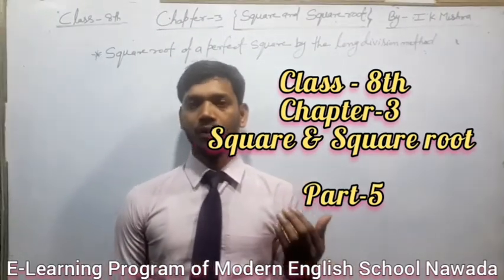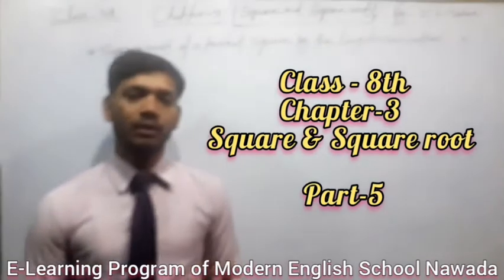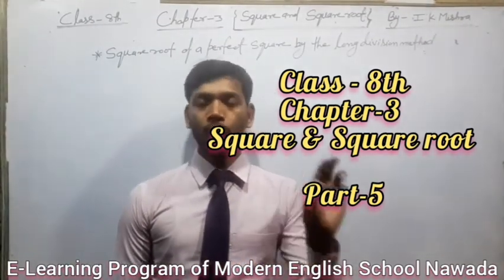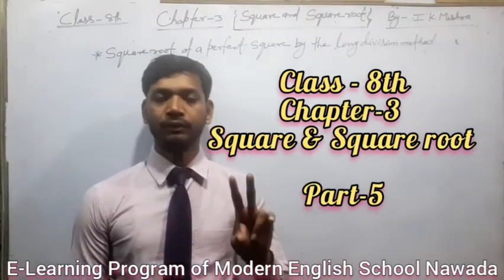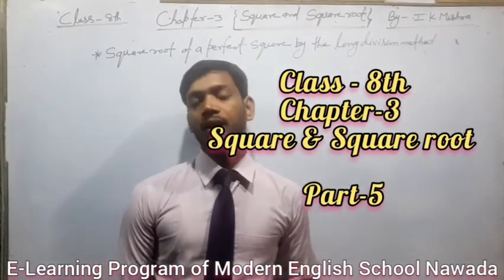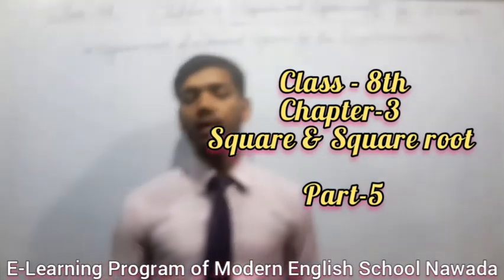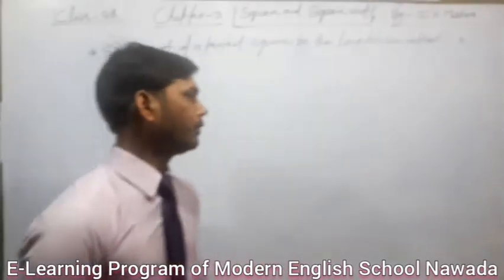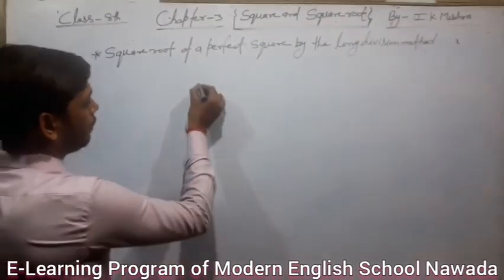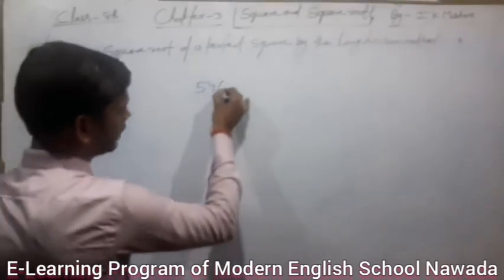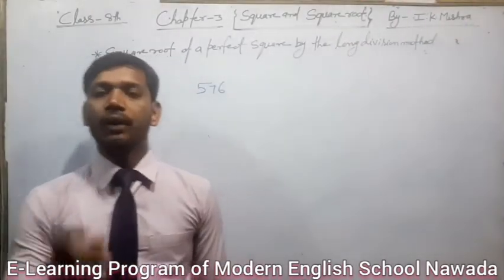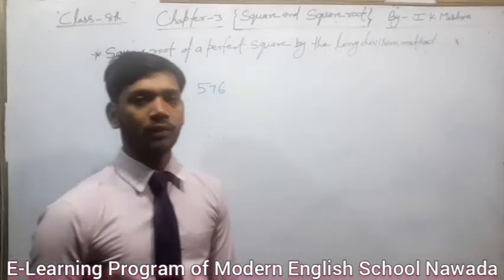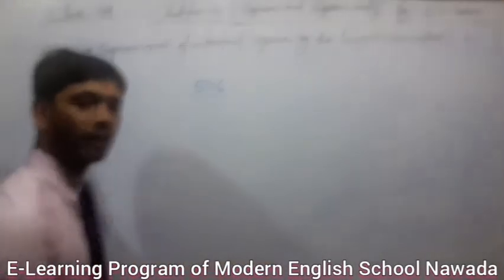The process is, first of all, group the digits in twos. Suppose I write a number that is a perfect square, 576, and we have to find the square root of this number. Here you observe it has 3 digits.